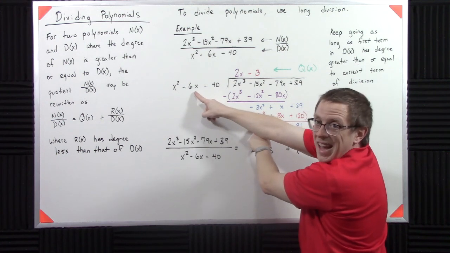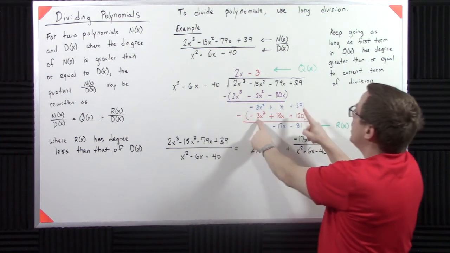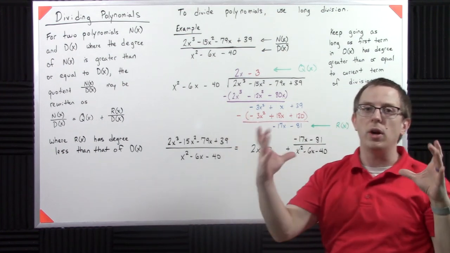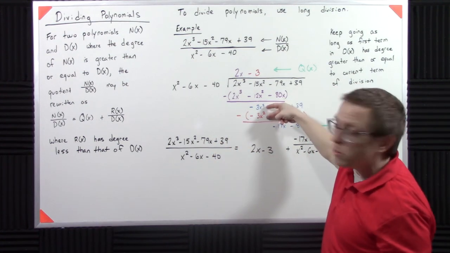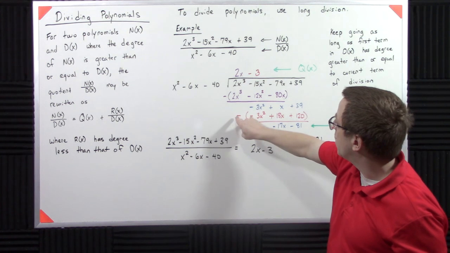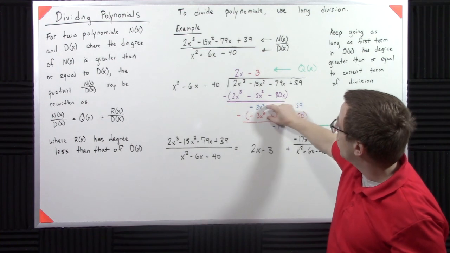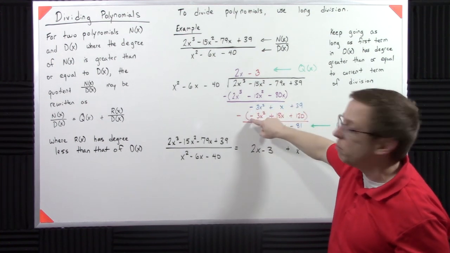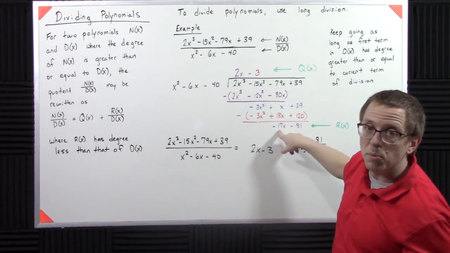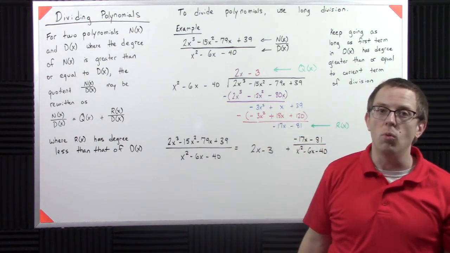Negative 3 times negative 6x is a positive 18x. Negative 3 times negative 40 is a positive 120. But again, remember, I have to subtract the polynomial. These things match, so I feel pretty good about what I did. Once I subtract the polynomial, if I distribute, that becomes a positive, that becomes a negative, that becomes a negative. So when we add these together, it's negative and positive, so it goes to 0.